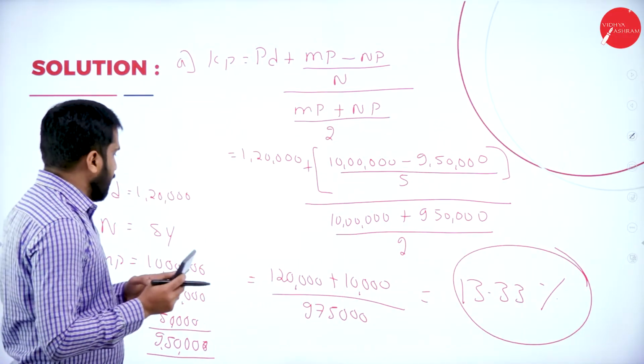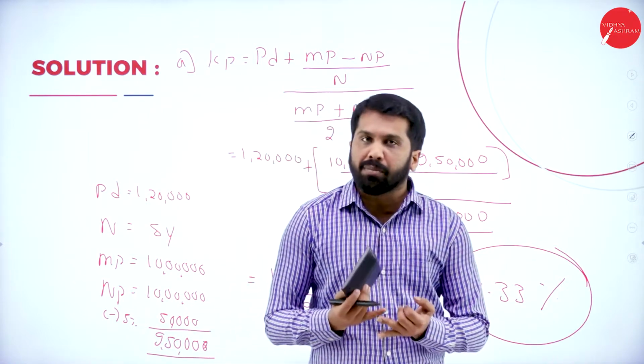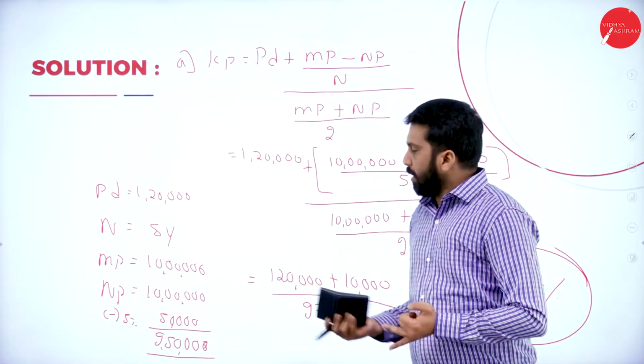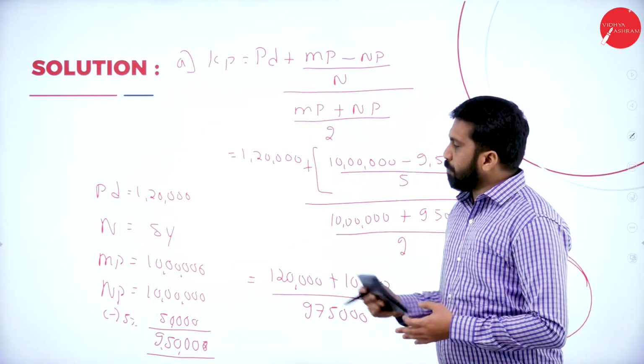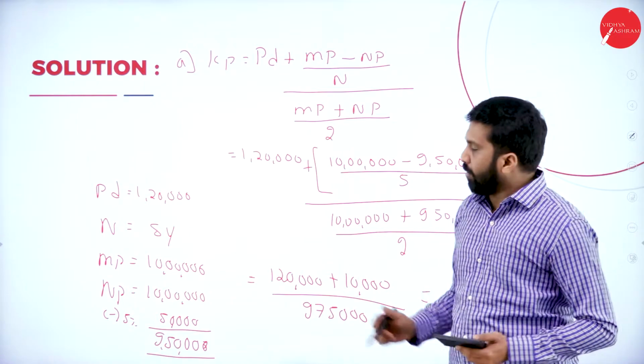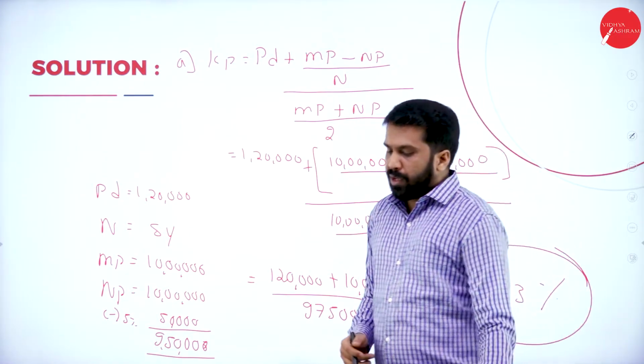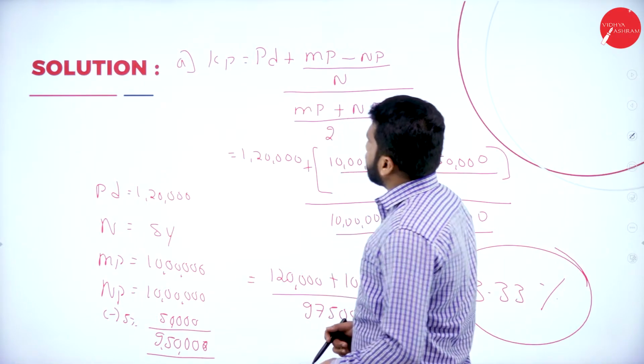Now, in this, remember the PD, dividend, will not change. Time, number of years, will not change. Your MP will not change. In every problem, your net proceeds will change according to the information we are given. Now, we'll go for the next one.